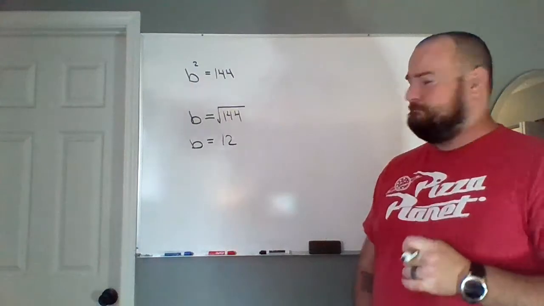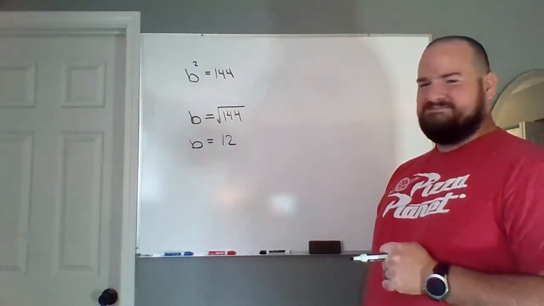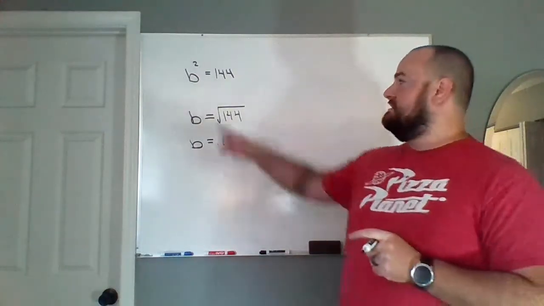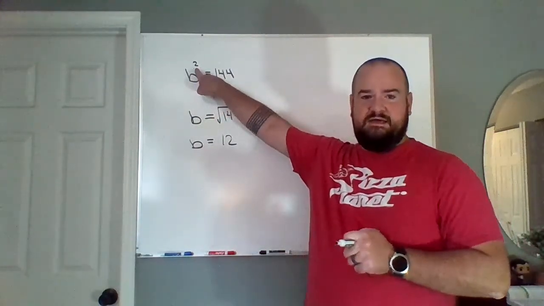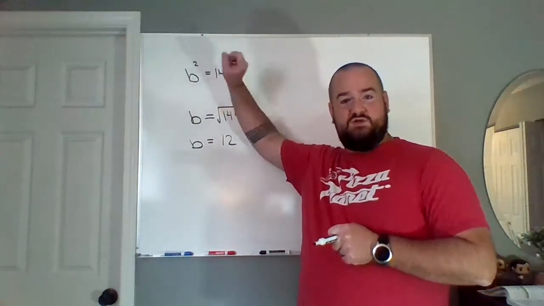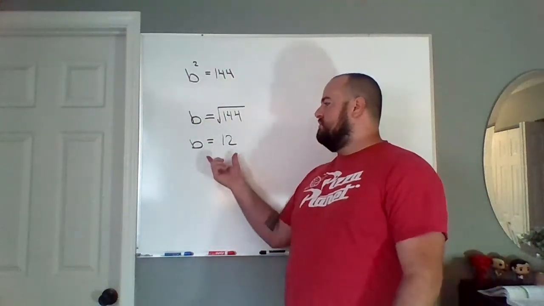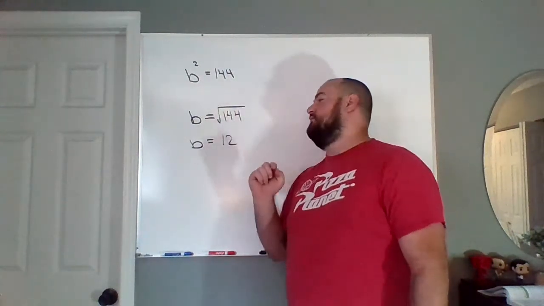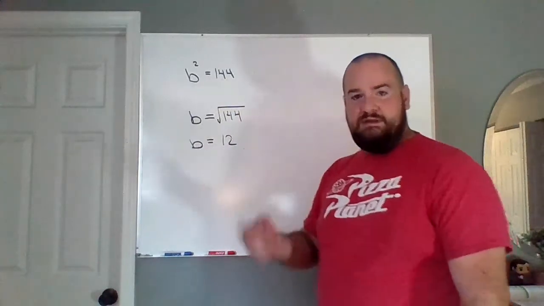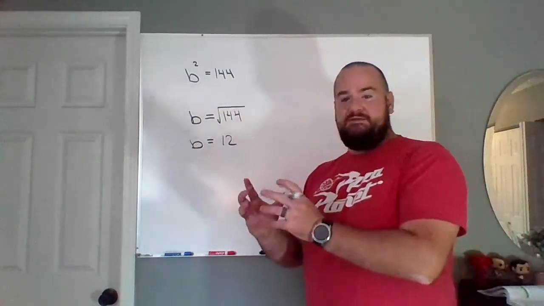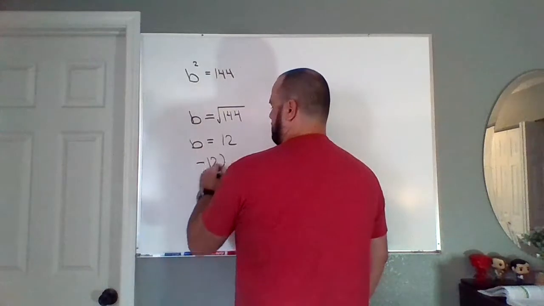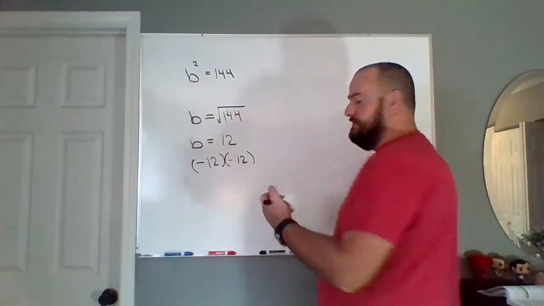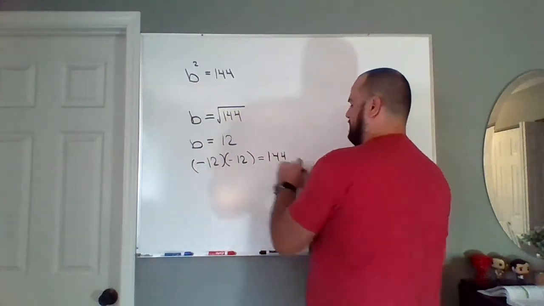Is that it? It's not. That's not the only answer. The reason it's not the only answer comes with this 2. It's a very special number, not just 2, but an even number. So 12, when multiplied by itself, will equal 144. But also negative 12. Because if I take negative 12 times negative 12, the negatives cancel out, I get 12 times 12, and that equals 144.